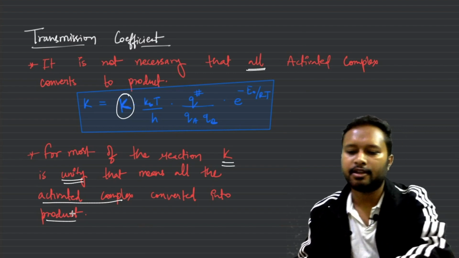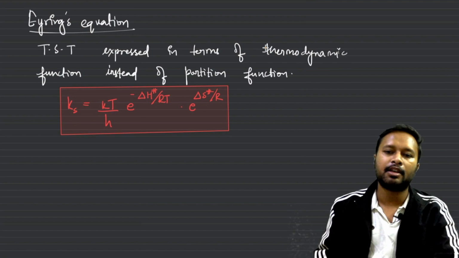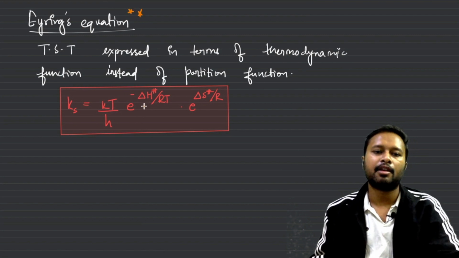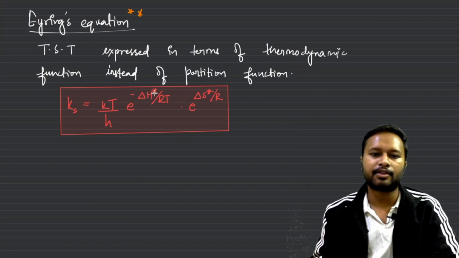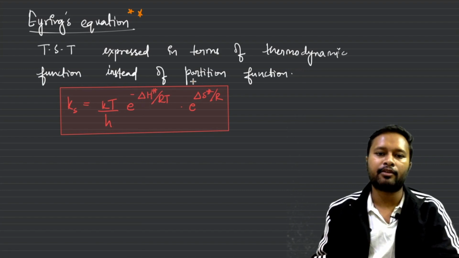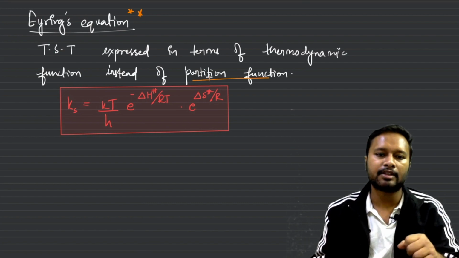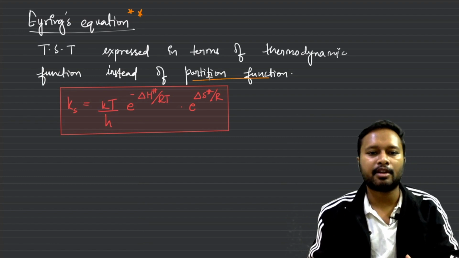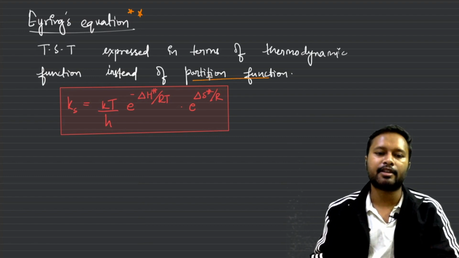Alright, let's take the next thing, that is Eyring's equation. It's the most important equation and it has been asked many times in your GATE and CSIR NET exam. Transition state theory, when it is expressed in the form of thermodynamic functions instead of partition functions. Earlier you have seen that the equation was expressed in terms of partition functions. Now we are going to express it in terms of thermodynamic functions. So that's what Eyring has done, and that's what Eyring's equation is about.